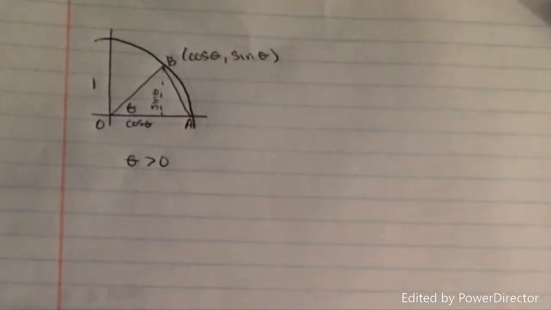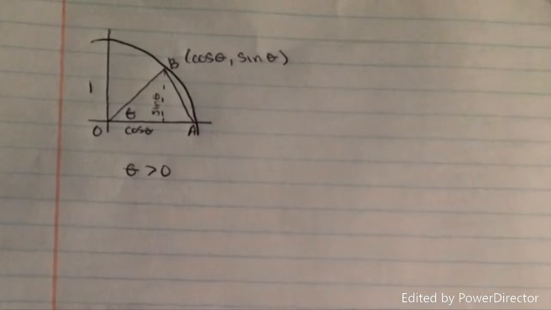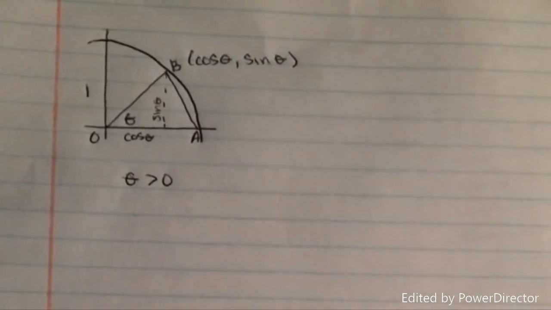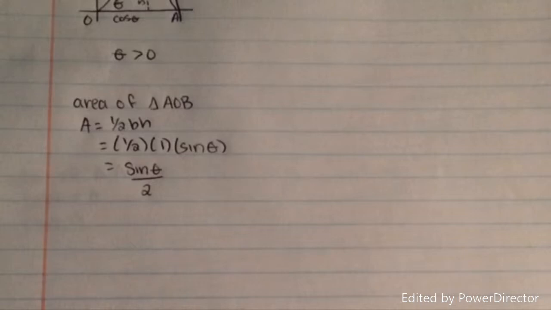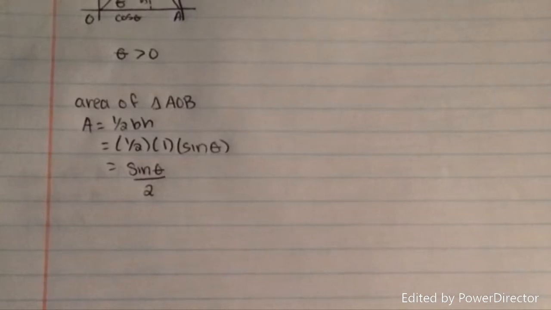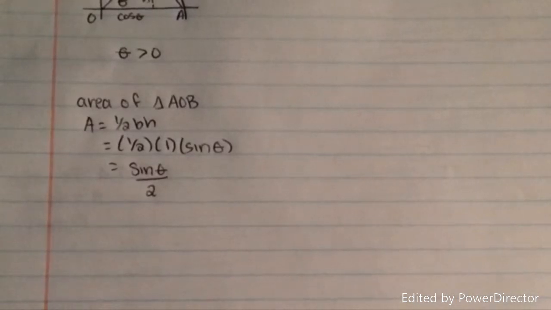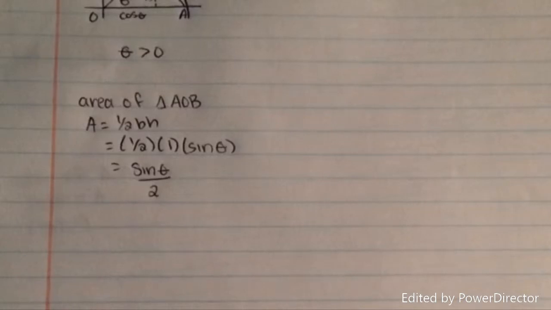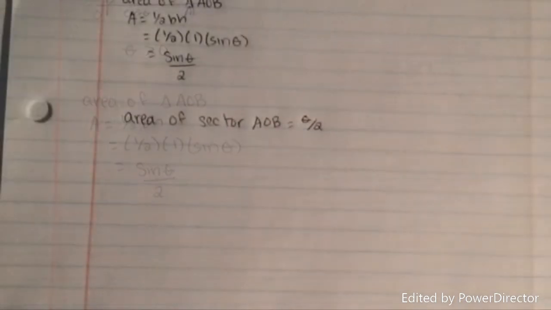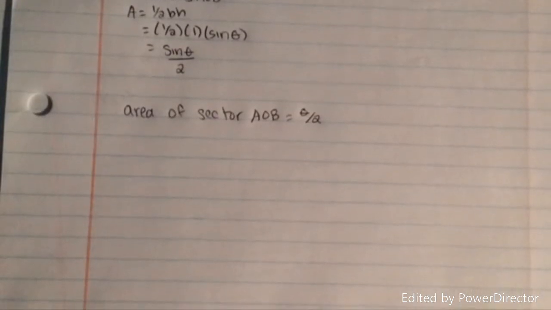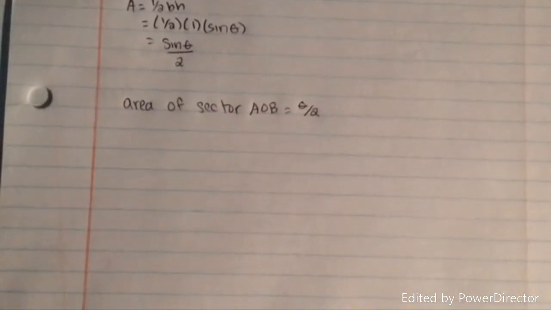Because of basic trigonometry, we know that the coordinates of B are cosine theta, sine theta. And to find the area of a triangle, you must use the equation area equals 1/2 base times height. In this case, our base is 1 because it is the radius of our circle, and the height is sine of theta. So the area of triangle AOB is half sine of theta. And from geometry, we know that the area of a sector is theta over 2.